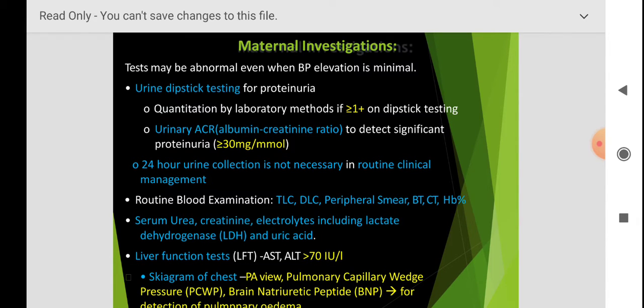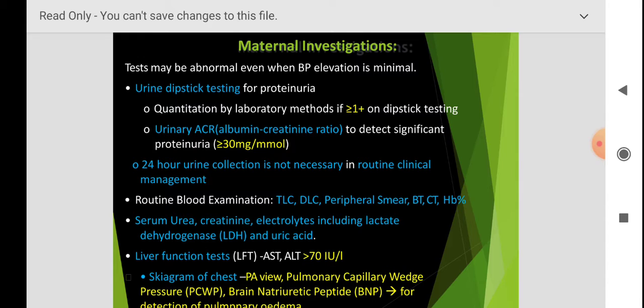Coming to the maternal investigations. How do you investigate a case of preeclampsia? Tests may be abnormal even when the BP elevation is minimal. So that is why it is mandatory, once you diagnose hypertension, increased BP in a pregnant woman, you have to get her investigated, whatever mild the BP levels are.